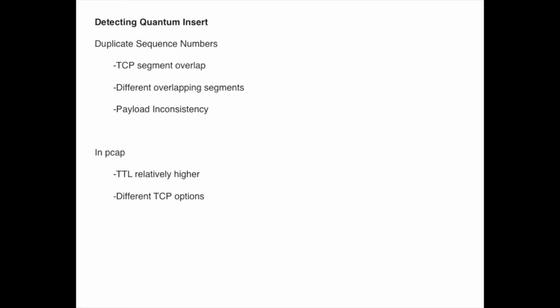Another way to detect quantum insert is to check the TTL on the two TCP packets with the same sequence numbers. It is hard for a malicious actor to know how many hops away the web server he is trying to spoof is, which makes it almost impossible to spoof the TTL. Checking for any discrepancies in TTL between the two packets with the same sequence number can reveal a possible attack.